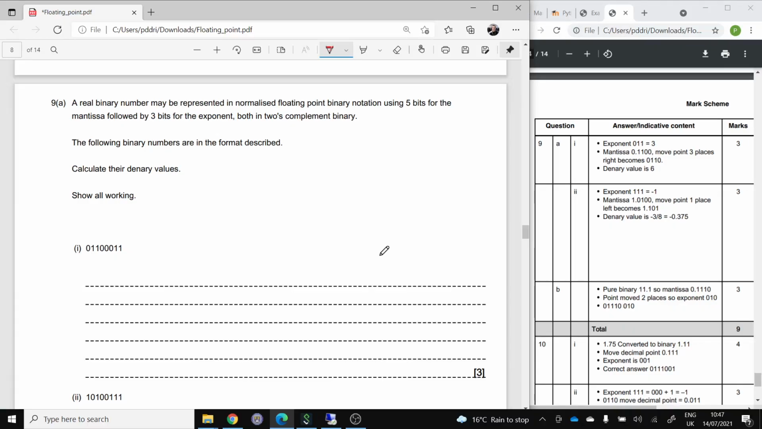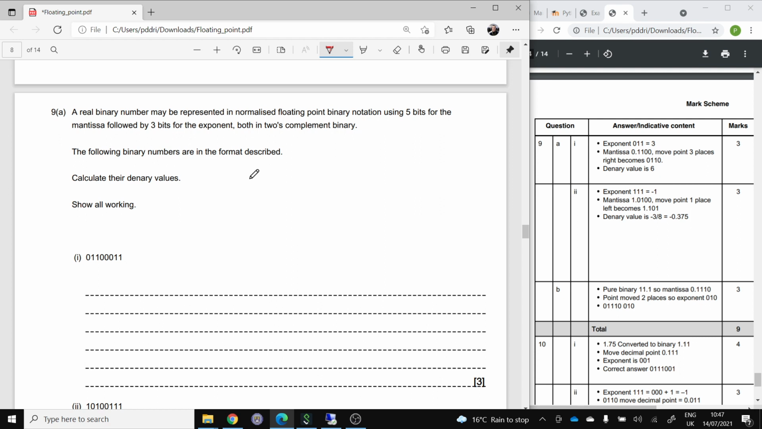Hello, I've had a couple of questions about the floating point homework I set last week. So in this video, I'm going to try and go through question 9, and I'll attempt to do something similar for question 10 as well, if that's helpful. So how do we approach these kind of questions? Well, you read them through carefully first.